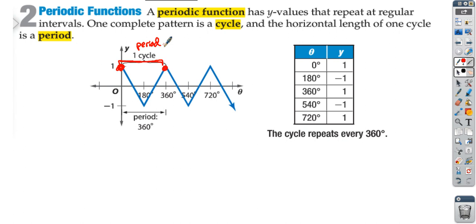One complete pattern where you show every part of the graph. So you show a peak down to the low point, back up to the high point, and now you're restarting the graph. That's another cycle right there that I just drew. What's that distance? Well, the distance of the first peak starts at 0. The second peak starts at 360. That distance from 0 to 360 is just 360. So that is the period. The period or the cycle is repeating every 360.